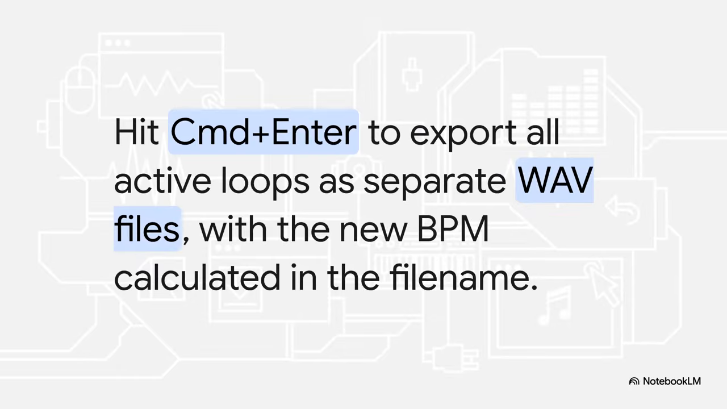That's it. This exports every single active loop, your samples, your bass lines, your drums, everything, as separate, high-quality WAV files. They're all ready to just drag and drop into any DAW you use, and one really cool detail is that if you pitch the original YouTube video down, the exported files even have the new, correct BPM calculated right there in the file name for you.